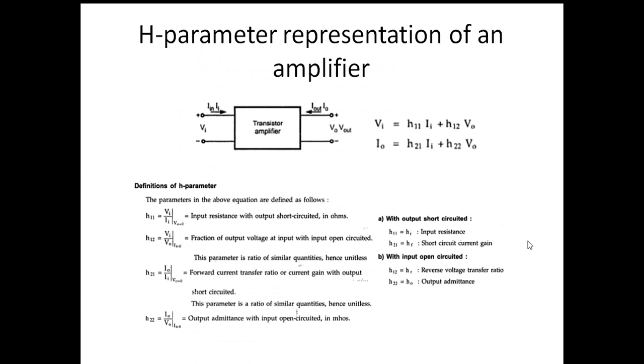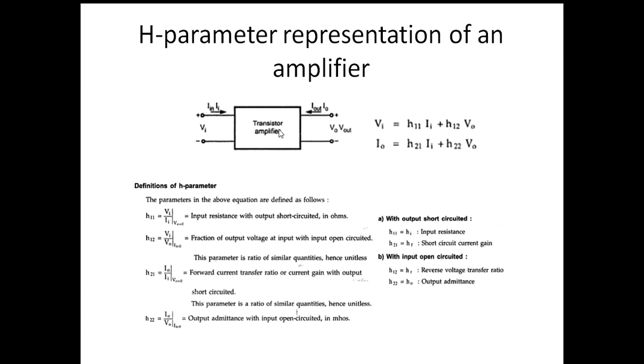H parameter representation of an amplifier. This is very important. Now this two-port network is taken as a transistor amplifier circuit. That may be of any kind: common base, common emitter, or common collector. The black box consists of a transistor amplifier for which the input voltage is Vi, the output voltage is Vo. Input current is Ii, output current is Io.